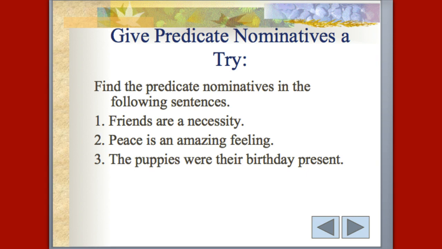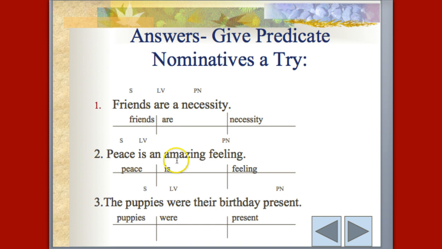The puppies were their birthday present. Again, birthday is just an adjective telling us what kind of present? A birthday present. Puppies is our subject, were is our linking verb, and present is our predicate nominative. Now to diagram all of those, they would look similar to this, but again, that line on the right hand side really would be slanted and not through the horizontal line.